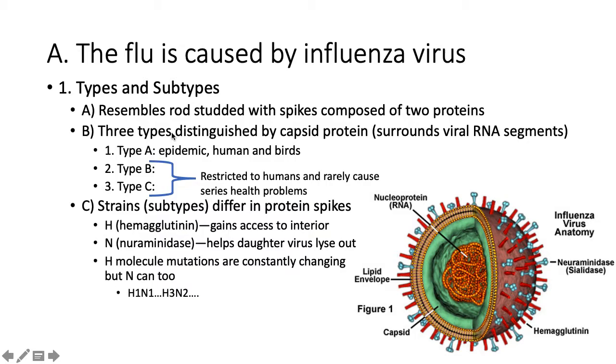But the strains have everything to do with these protein spikes, the H and the N. H is the hemagglutinin, and N is the neuraminidase. The H's main job is to get access inside of the host cell, and the N is to help it bust out. And there are mutations that occur, and thus a change in the ratio of the hemagglutinin to the neuraminidase. So, yeah.